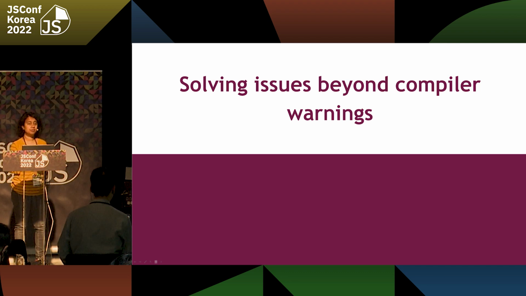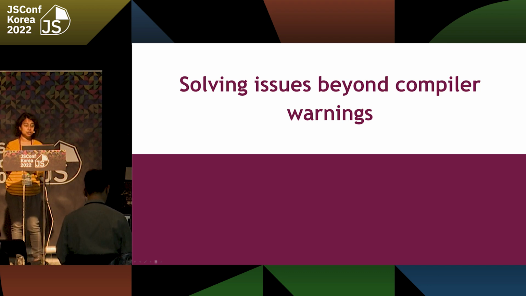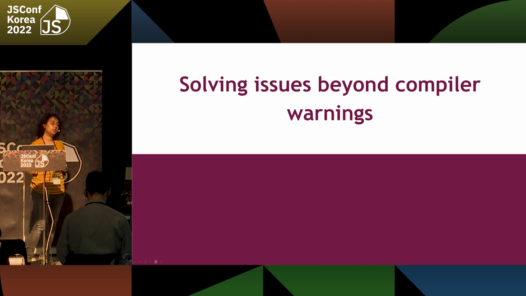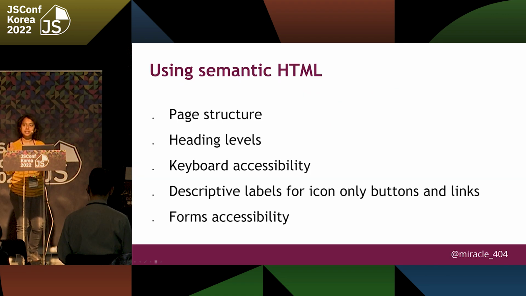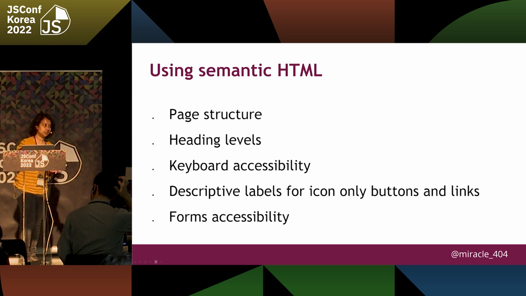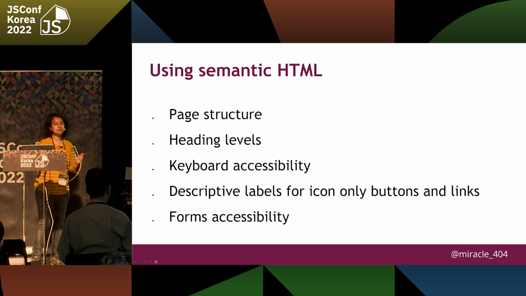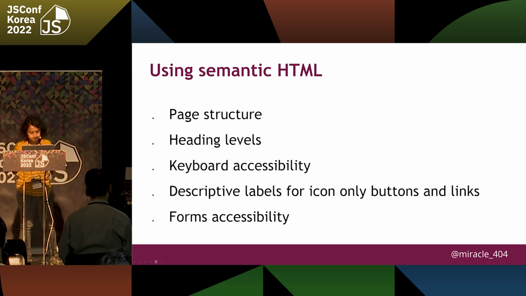So let's see some of the ways in which we can solve the issues which are beyond compiler warnings. You might not find these in compiler warnings, but they are also very important to make sure that our websites are accessible. So first of them again is using semantic HTML. Semantic HTML is very, very important. I cannot stress it enough. Most of the errors which you find can be eliminated if we use proper semantic HTML.